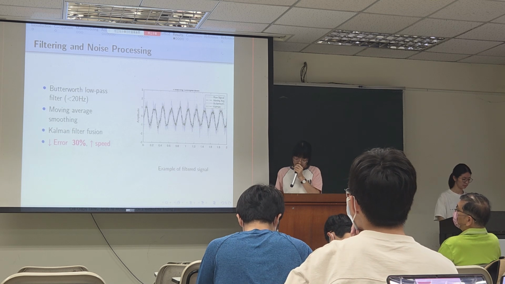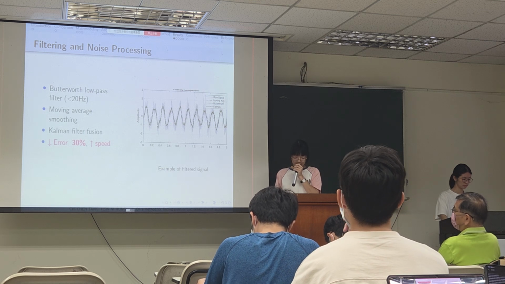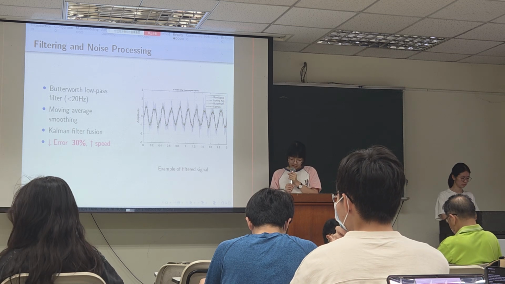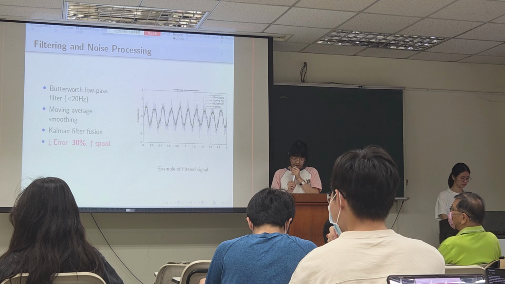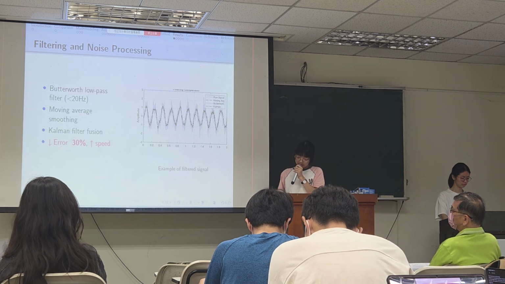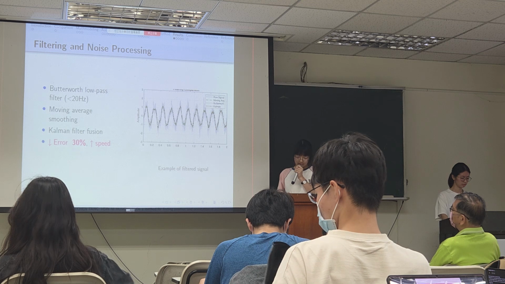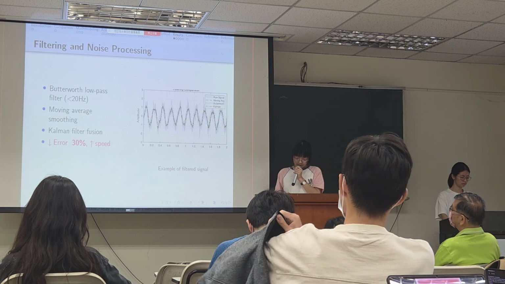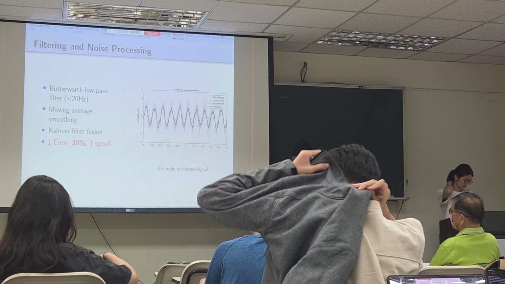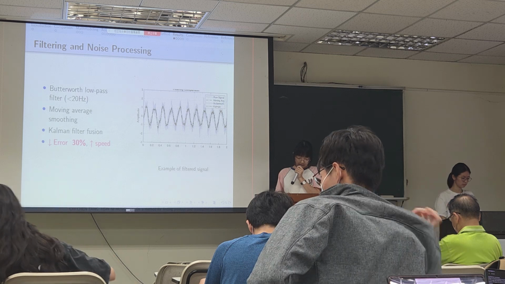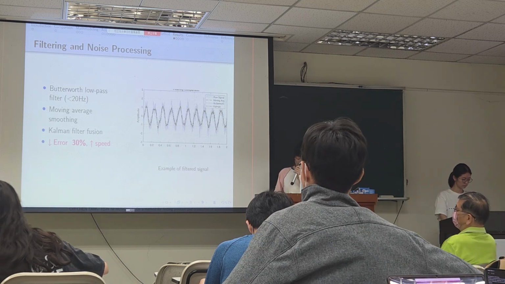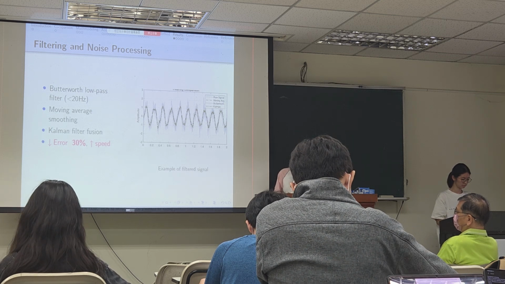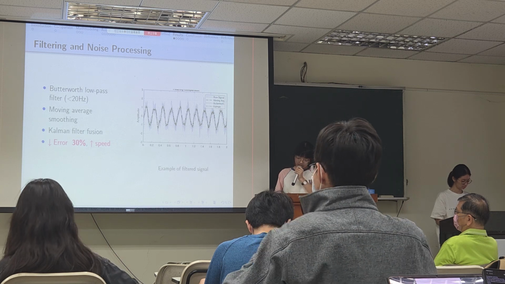To make our orientation and position estimation more robust, we apply several filtering techniques to the raw sensor data. First, a Butterworth low pass filter with a cutoff frequency below 20 Hz reduces high frequency noise. Then we smooth the signal further with a moving average filter. Finally, we fuse these filtered signals using a Kalman filter, which combines data and reduces noise effectively. After filtering, the acceleration signals are much smoother, and the estimation errors drop by approximately 30%.